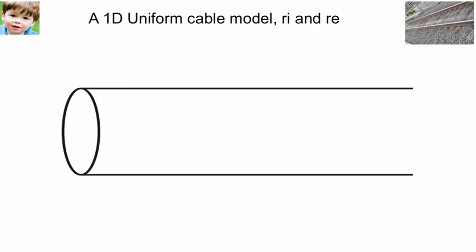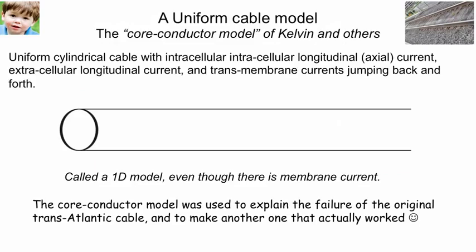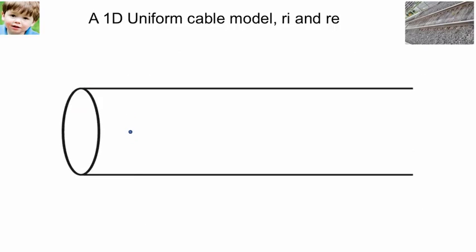The 1D uniform cable model has resistance that's specified in various fashions. So we can say the bulk resistivity of the interior is rho I. The bulk resistivity of the extracellular is rho E. These are in ohm centimeters, and we were talking way back there about seawater and how it is in the range of 25 ohm centimeters. That's what we're talking about here with rho I and rho E.